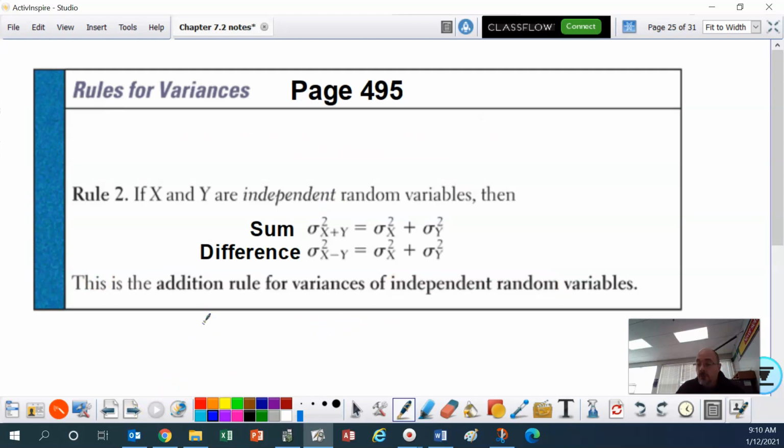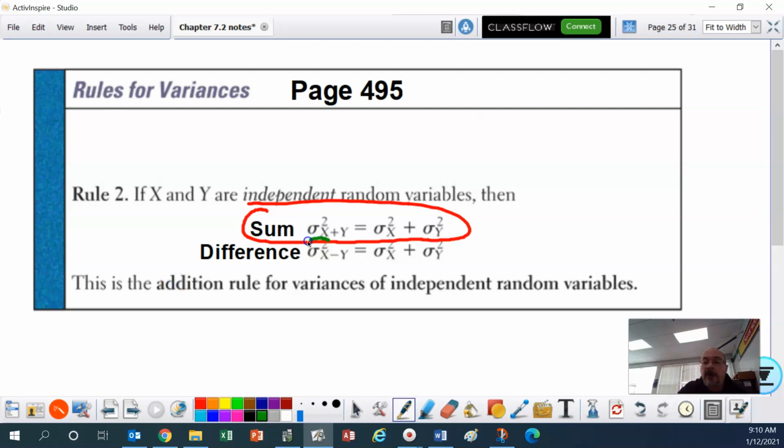Rule number 2, okay, this one's weird. I want to point this out to you folks. First of all, the sum. Well, that's pretty straightforward, right? You have two variances, you simply add them together. Again, you cannot do that with standard deviations. Remember, you can never work directly with standard deviations. You got to work with variances.